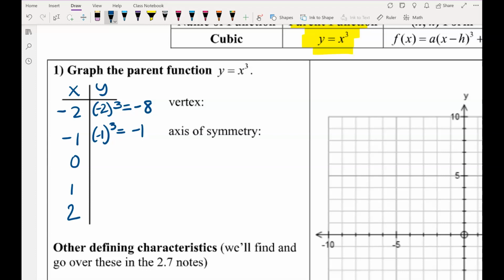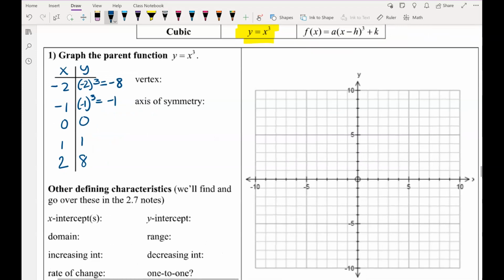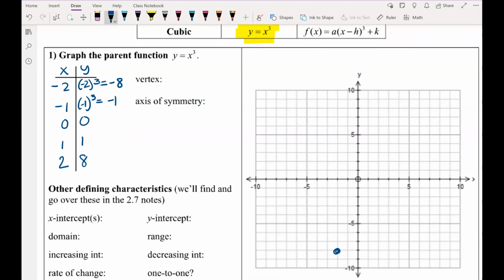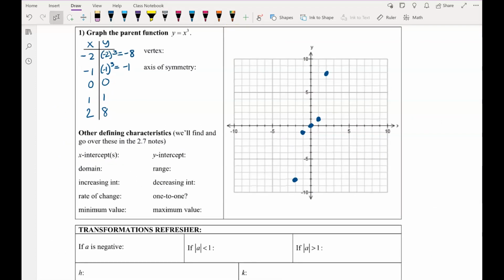Tanner, what is 0 to the third? Good. Holden, 1 to the third? 1. Good. Zoe, 2 to the third? Good. We're going to go plot. So -2 goes down to -8. -1 is -1. 0 is 0. 1 is 1. Now, is this a V, students? No. Is it going to give us a U? No. Is it going to make a straight line? No. So make sure you make it nice and smooth. What shape should we give this? A curve, almost like a lazy curve.